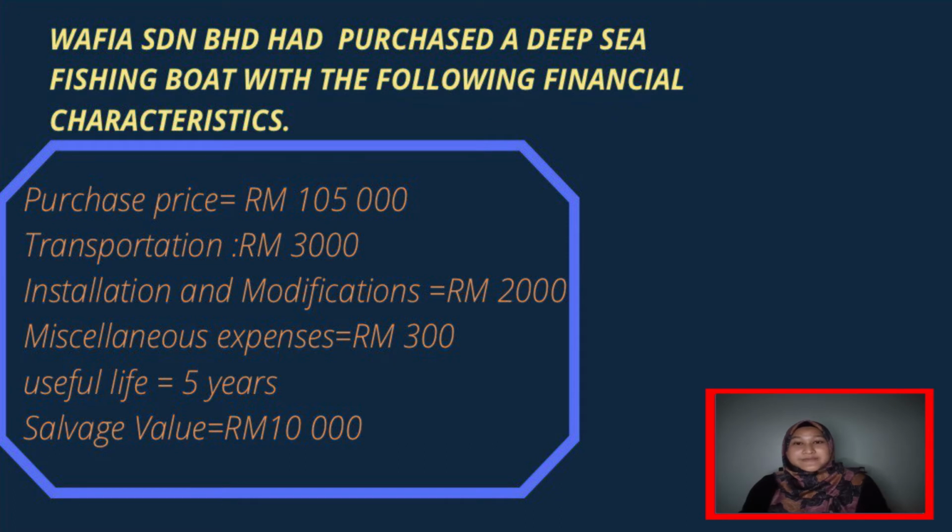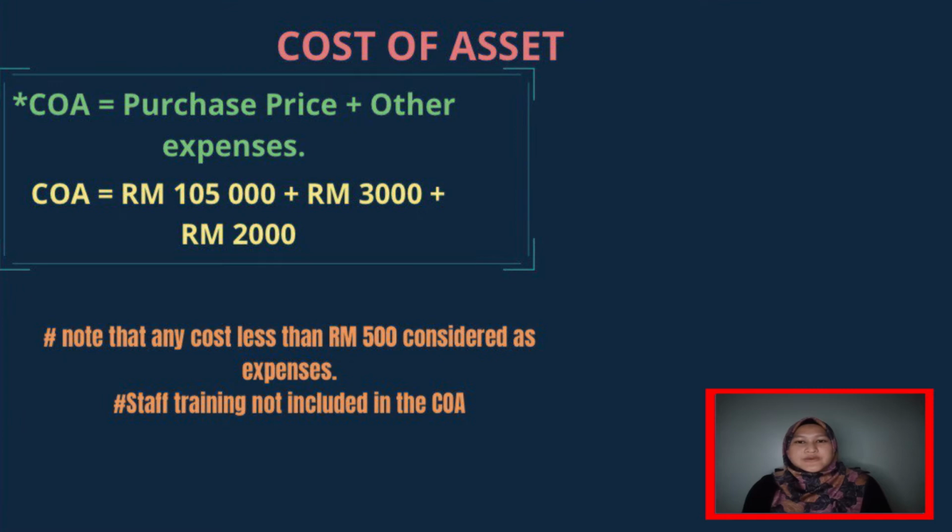Wafia Sendirian Berhad had purchased a deep sea fishing boat with the following details. Purchase price 105,000 ringgit, transportation 3,000, installation 2,000, miscellaneous expenses 300, useful life 5 years, salvage value 10,000. Before continuing with the method, we need to calculate COA, cost of asset, first. COA equals purchase price plus other expenses. COA equals 105,000 ringgit plus 3,000 plus 2,000, equals 110,000 ringgit.